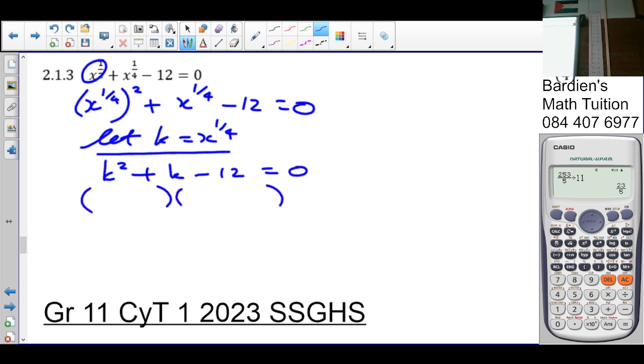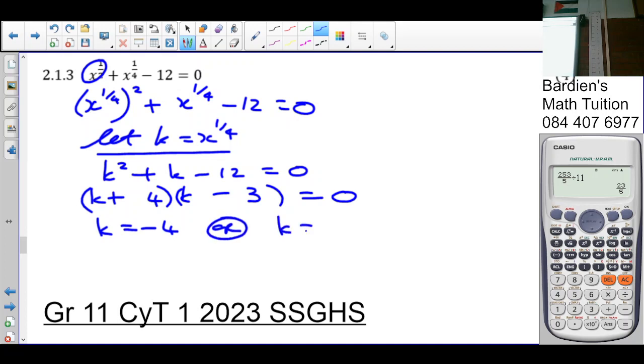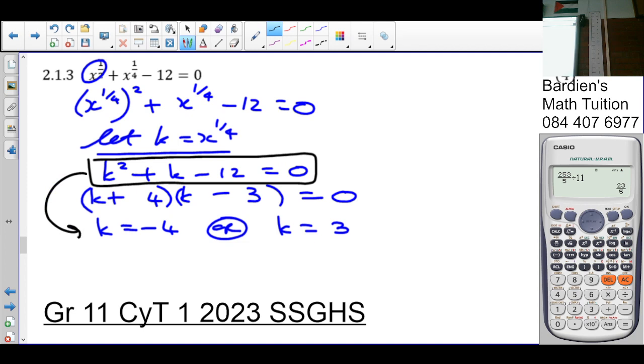So trinomial. You've got k and k, 4 and 3, plus and minus. Not so? What do we say here? k plus 4 is equal to 0, k is negative 4, or k minus 3 is equal to 0, k is equal to 3. People, if you couldn't have worked this out, we could have used the quadratic formula. Then you go straight into this solution here. You don't have to force it into the brackets and then get some other nonsense solution.